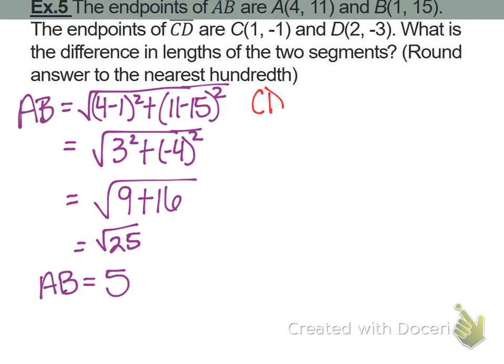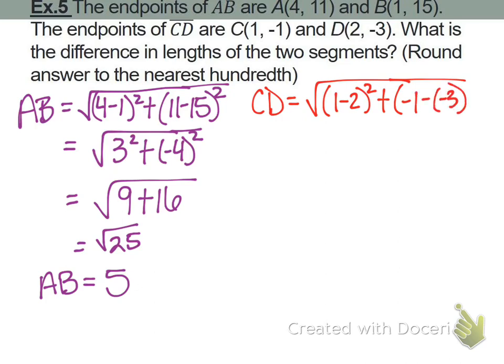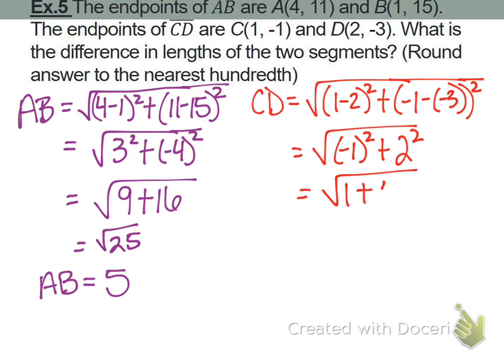Let's switch to CD. Length of CD, the square root of 1 minus 2 squared plus negative 1 minus negative 3 squared. So we have negative 1 squared plus 2 squared. 1 plus 4, that gives us the square root of 5.